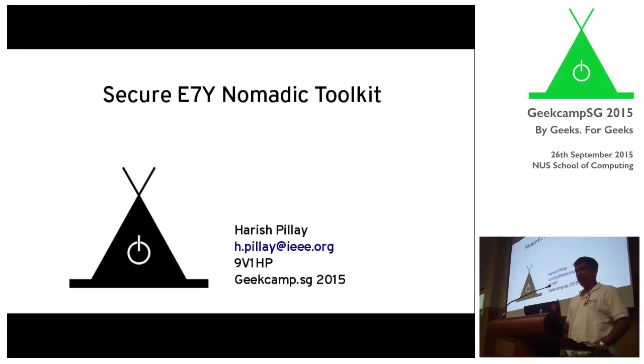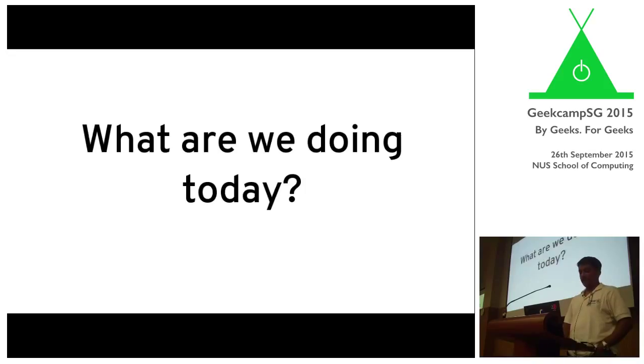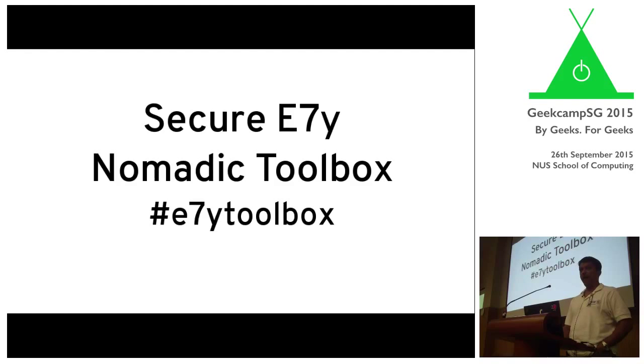I am going to be talking about this thing called the Secure E7y Nomadic Toolkit. You'll figure out what E7y is shortly. So what is that? That's not what you see outside. That's not the PSI. Well, if it hurts. So what are we going to be talking about today? What is it that we are trying to do? I am trying to figure out, at the end of the day, how do I create a secure network?